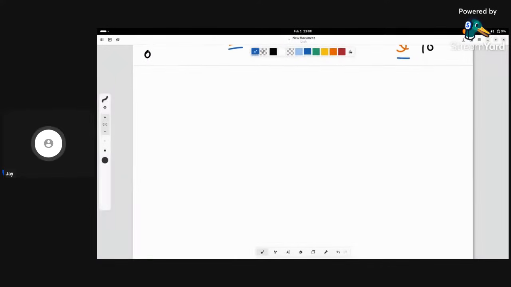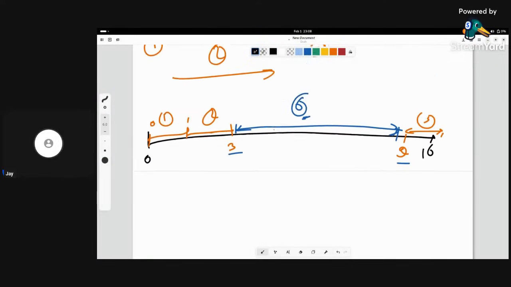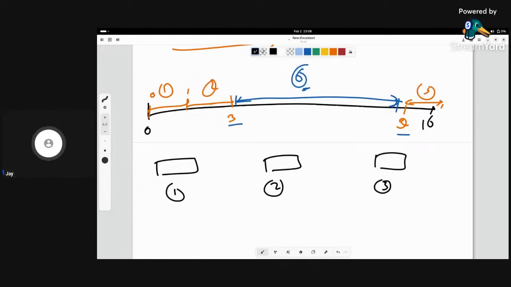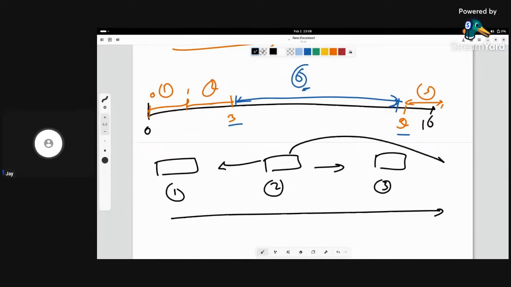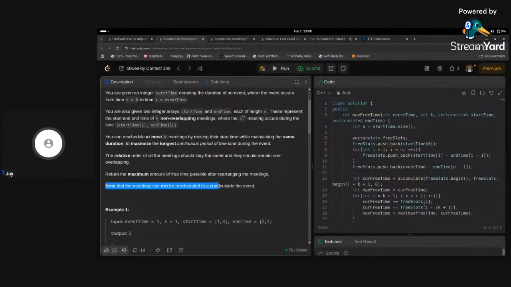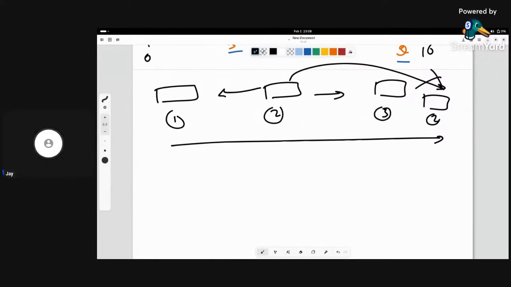So, now, how do you approach this thing? Also, one thing that I hope is clear over here: if this is meeting 1, this is meeting 2, and this is meeting 3, this is according to the timeline. You can shift 2 over here or over here, but you can't say that 2 will occur after 3. This can't happen according to our constraint, which says that the relative order of all meetings should stay the same. So even after you reschedule your meetings, 1 should occur first, then 2, and then 3.